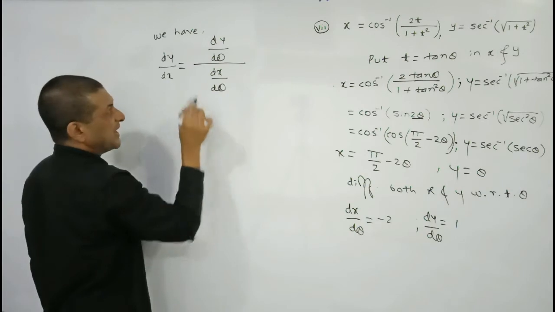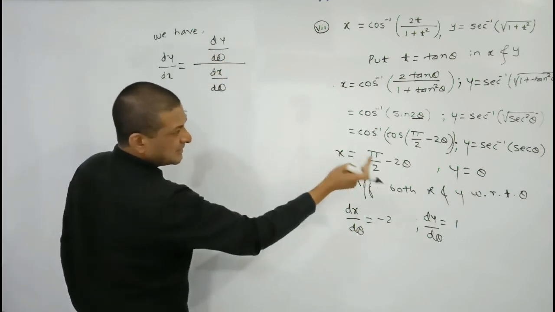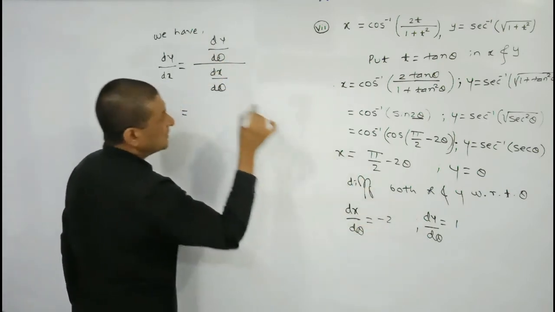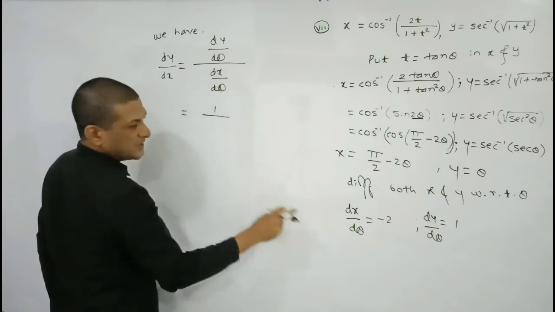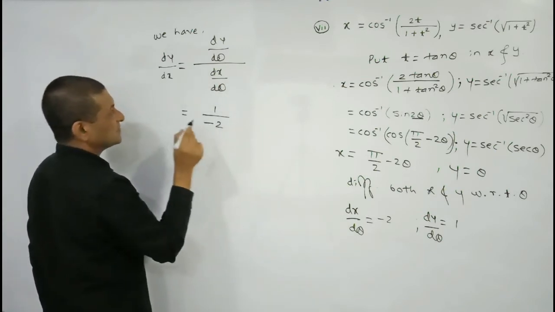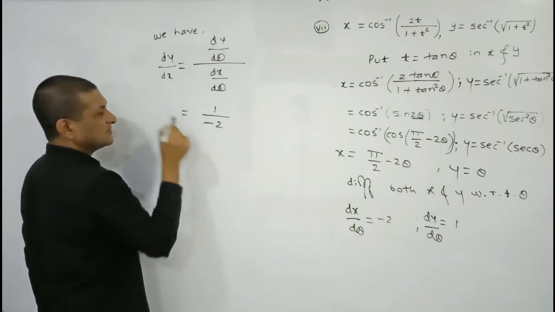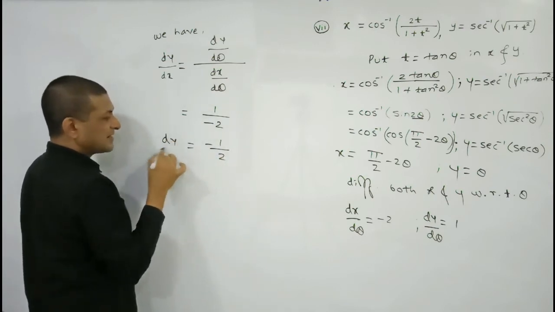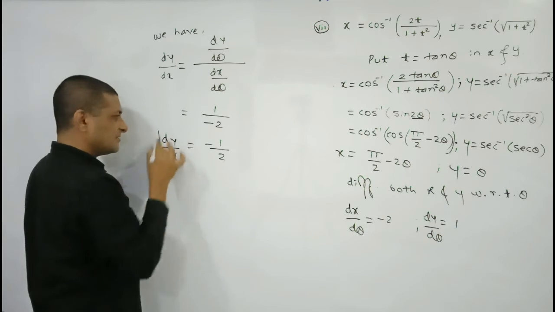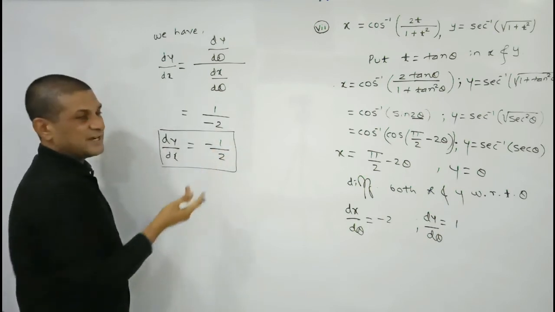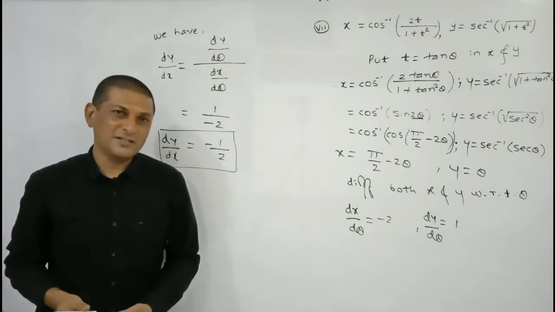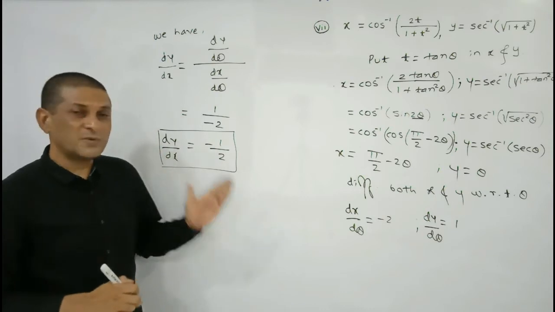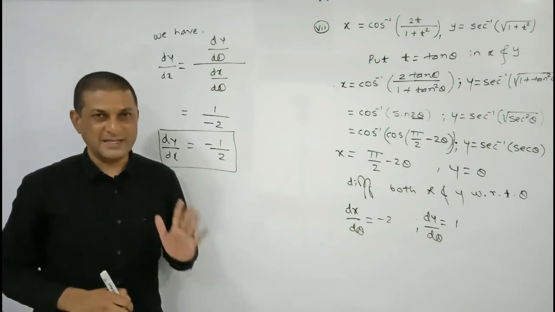Now substitute the values. What is the value of dy by d theta? dy by d theta is equal to 1 and dx upon d theta will be equal to minus 2. So here this term can be written as minus 1 by 2. Whenever we are writing a fraction in standard form, minus we write in the numerator, isn't it? In this way we have got the value of dy by dx.